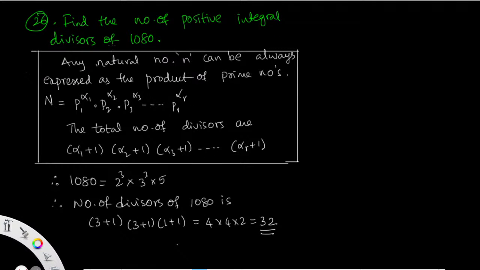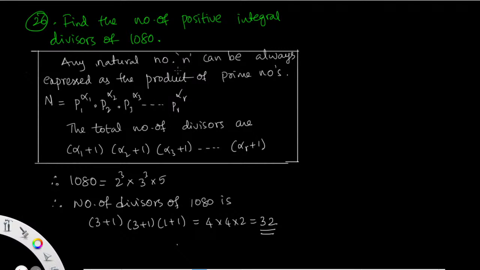Then go to question number 26. Find the number of positive integral divisors of 1080. So that is the concept of positive divisors of 1080 that is being asked. For 1080, first you have to take the prime factorization.